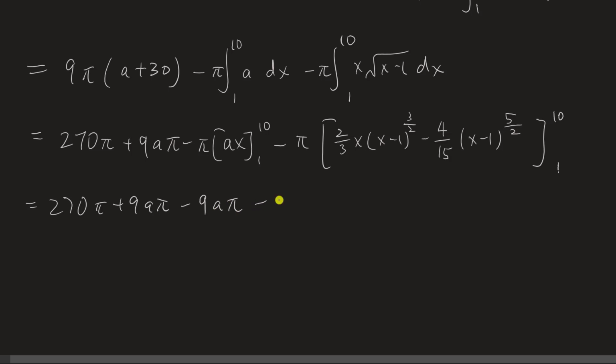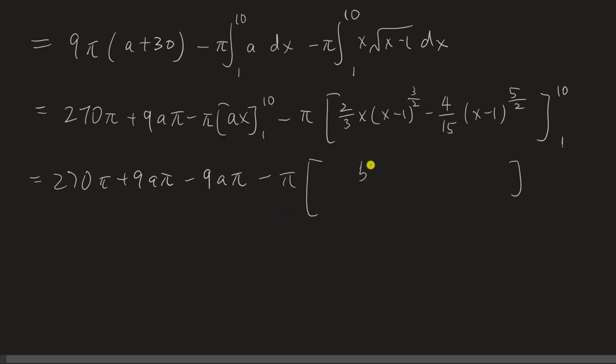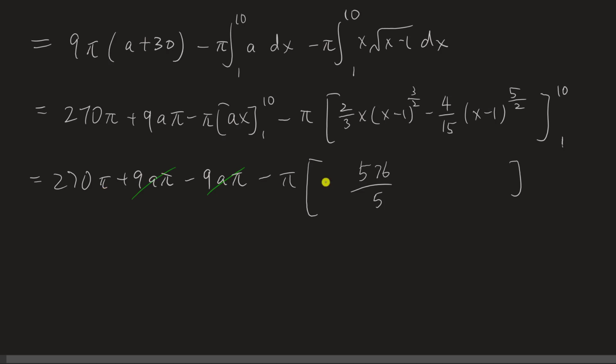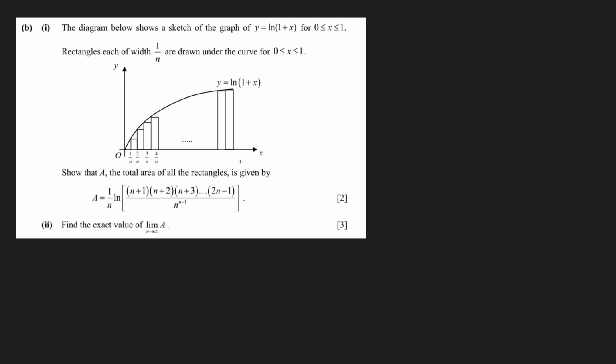Here I will get pi. After simplifying, you get 576 over 5. And clean this up some more, cancel. I'll be left with 270 pi minus 576 over 5 pi, which gives us the answer 774 over 5 pi. And with that, we're done with part A, the integration by parts and then a volume question. Part 2, it's a Riemann sum question.